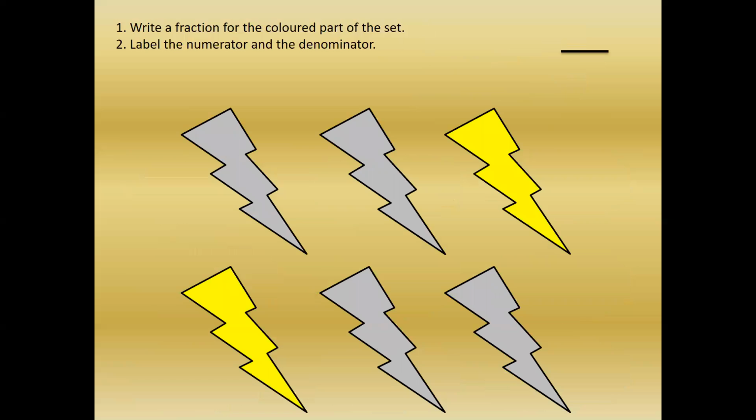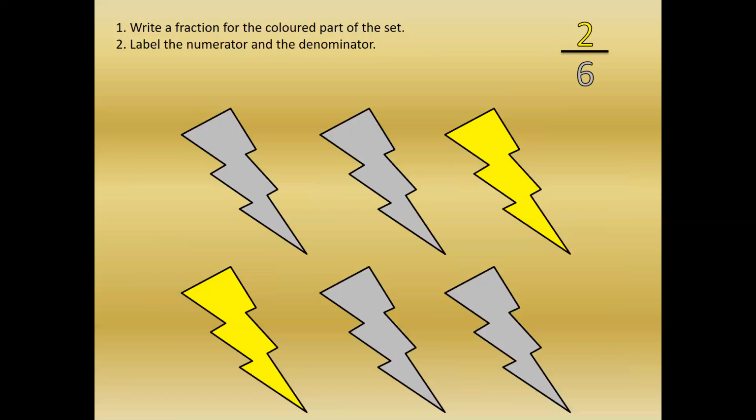All right, we're going to do one more together. We have to write the fraction for the colored part of the set for the yellow lightning bolts. How many yellow lightning bolts are there? 2. So we put a 2 at the top of the fraction. And how many lightning bolts are there in total? Not just the gray, not just the yellow, all together. How many are there? 6. So that means our fraction is 2/6 for the yellow lightning bolts.